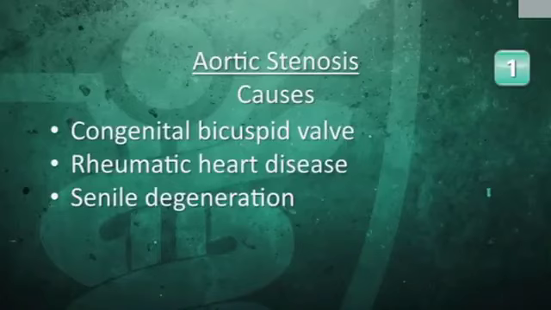You can get an aortic stenosis from rheumatic heart disease, where you have fusion of the leaflets. You can get aortic stenosis from senile degeneration, which is one of the more common causes of aortic stenosis, just aging changes and calcification and degeneration of the valve with time.